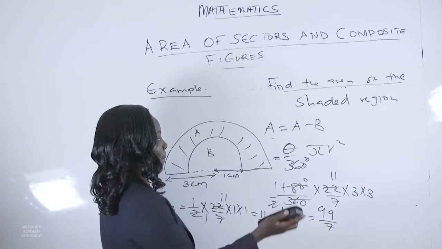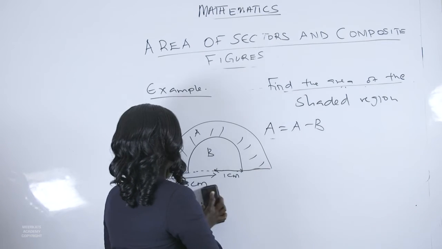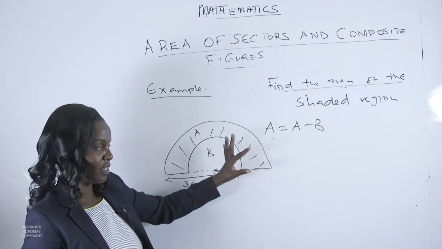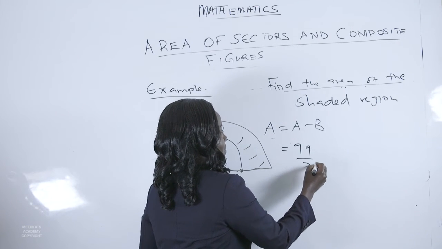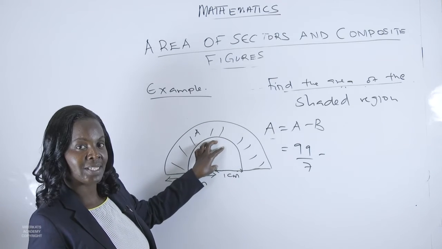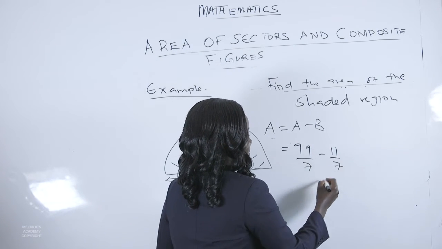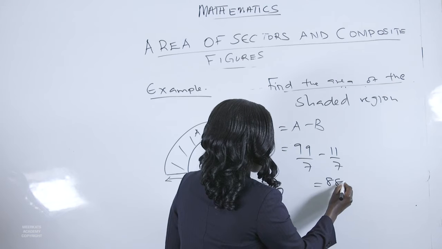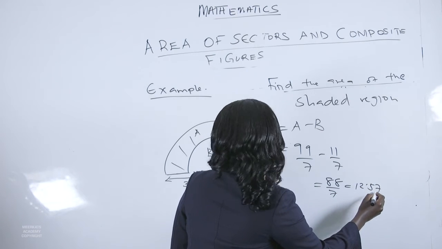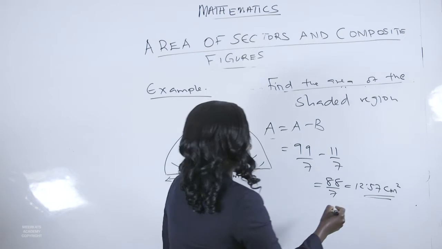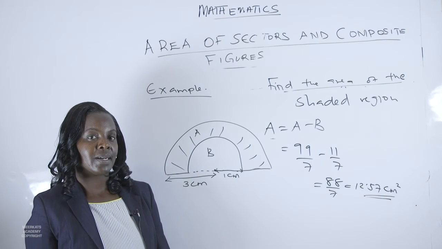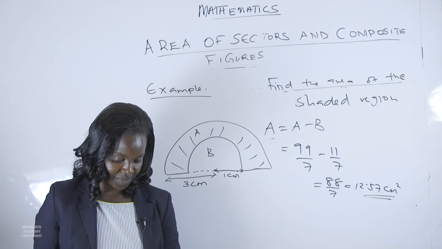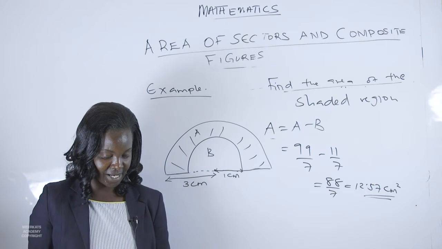We have said, we calculate the area of the larger semicircle, the whole of this region. We got 99/7. The area of the smaller semicircle is 11/7. Subtracting, that will give us 12.57 square centimeters. So you need to find out whether you are subtracting or you are adding the shapes that make up the composite figure.